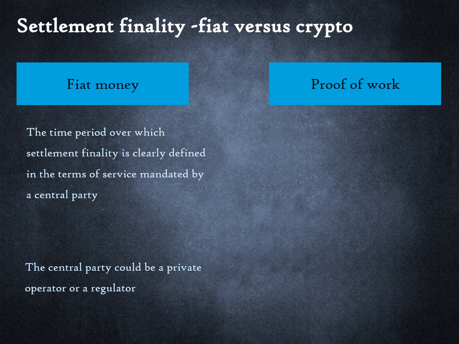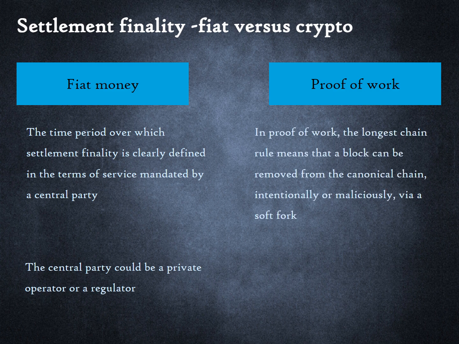In proof of work, the longest chain rule means that a block can be removed from the canonical chain, intentionally or maliciously, via a soft fork. We learned about this in earlier lessons. Hence, there is no clearly defined red line for settlement finality in proof of work.